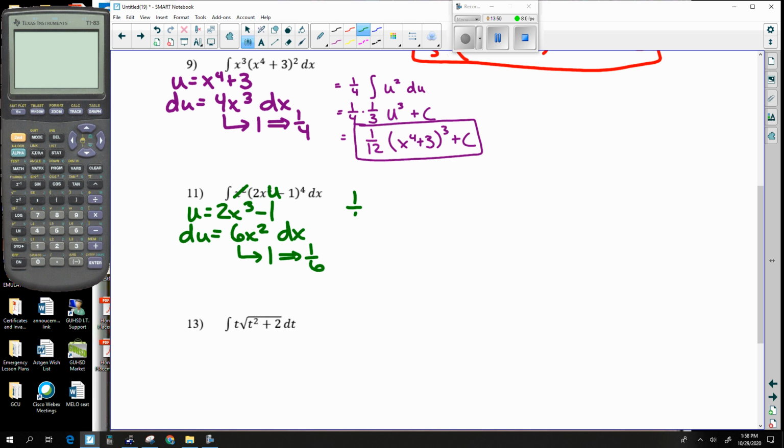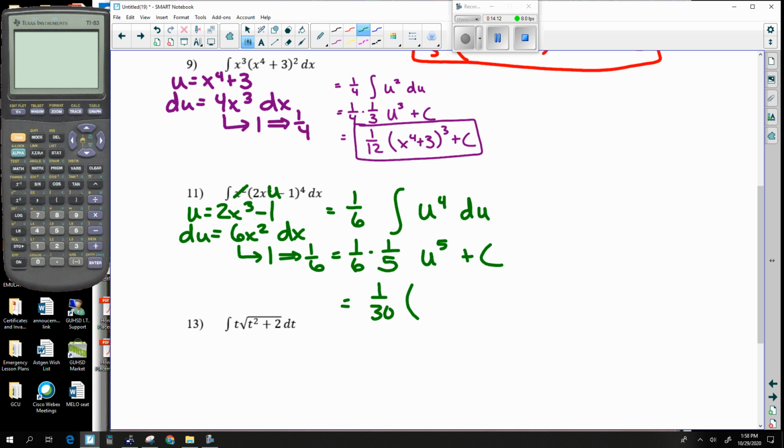So I add all the extra pieces up front, and this is going to be the integral of u to the 4th du. Go ahead and integrate that. That is going to be u to the 5th, 1/5. It joins forces with the 1/6 that is already out there, plus c. So this is 1/30th, u being 2x to the 3rd minus 1 to the 5th power plus c.